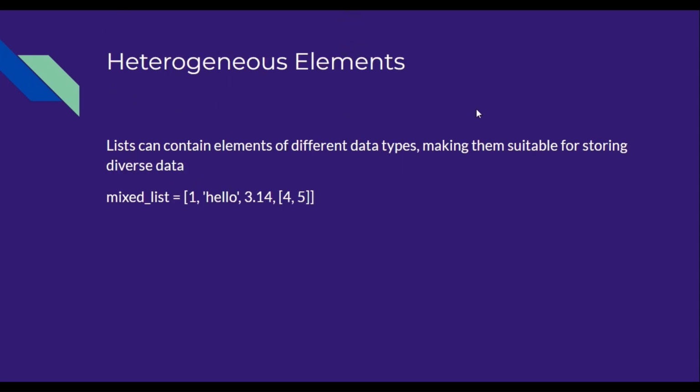Next is heterogeneous elements. We know that in list we can store heterogeneous data type elements. Heterogeneous means data type of elements can be different. So list can contain elements of different data types, making them suitable for storing diverse data. So if you have need of storing heterogeneous data type element in your data structure, at that time you can go for list. So in this way I have listed out some of the scenarios.